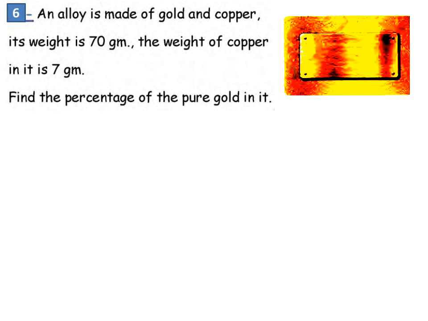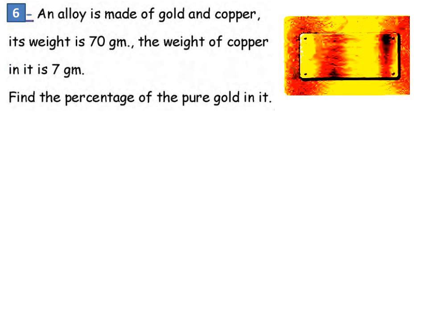Okay, so solution, firstly we will subtract to get the weight of the pure gold, which equals 70 minus 7 equals 63 grams. To convert any number or any quantity into a percent, we will firstly know its representation from the total weight by dividing 63 over 70 times 100%, which will give me 90%.